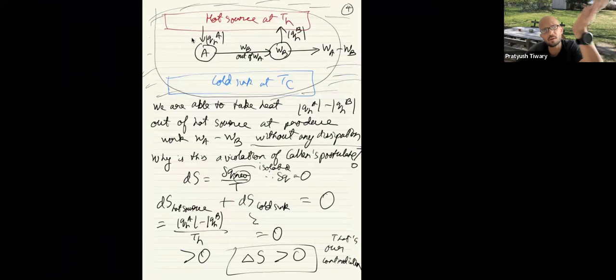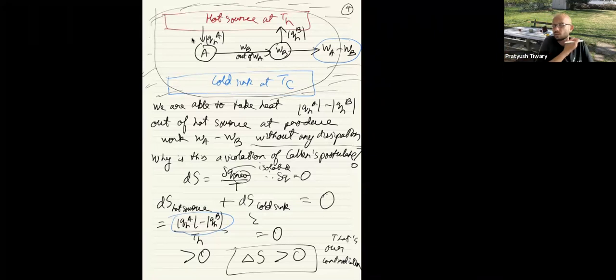So the net effect is that the cold sink is not getting any heat. Overall, the process looks like you are taking in QHA minus QHB amount of heat from the hot source, and you are producing WA minus WB work without doing any dissipation. This is a violation of the second law of thermodynamics. This is a violation of Callen's postulate because the whole thing is reversible. So dS for the whole system should be 0 for the whole hot source plus cold sink. But clearly here dS is positive. So it's not a reversible process. So the engines were not operating reversibly and you have a contradiction.